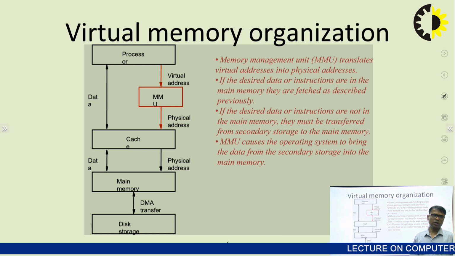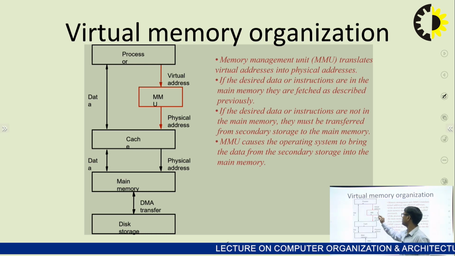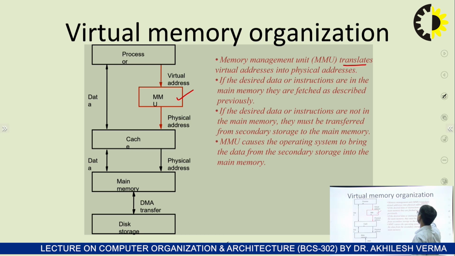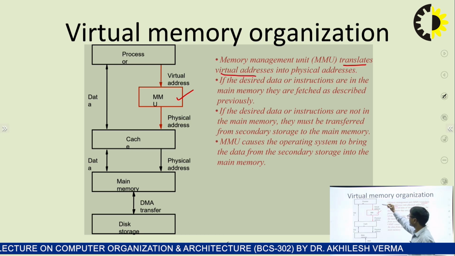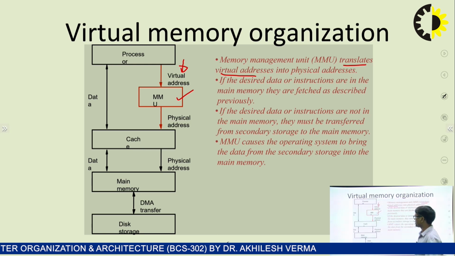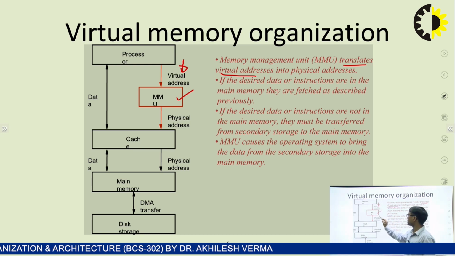So the hardware requirement for doing this, apart from the software, is having an additional unit called the memory management unit. The MMU is used to translate the virtual address. The virtual address, or you can say logical address, comes from the processor, and the MMU will translate this virtual address into a physical address. Then it will pass on to the cache and then to the physical address to fetch the data.